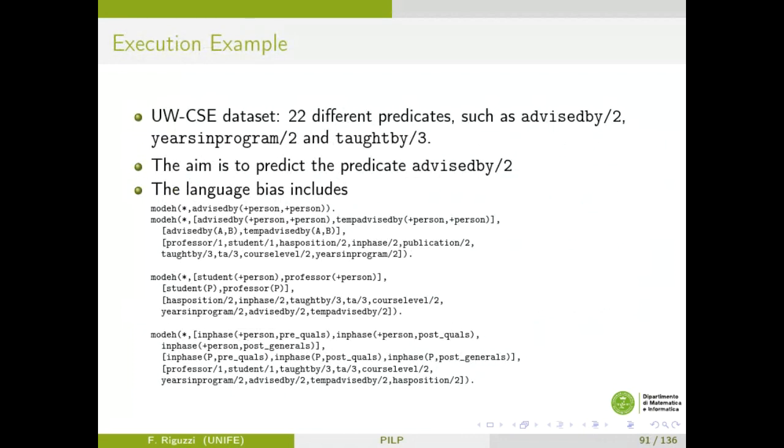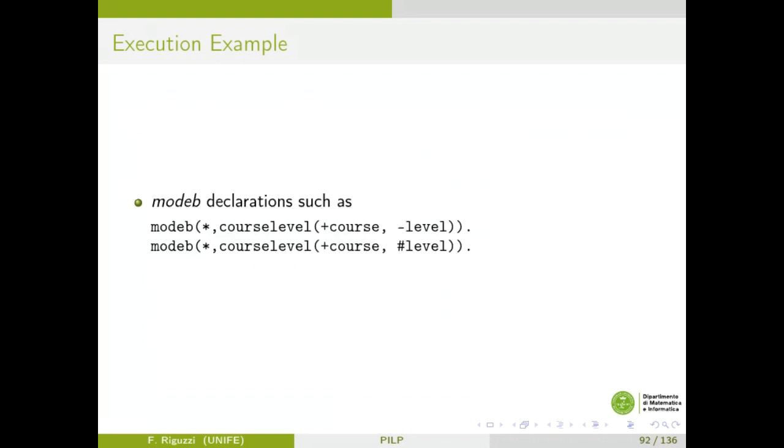Let's see an example on the UW-CSE dataset. You want to learn various predicates, advised by, and you have a mode H for advised by, but you have also mode H for disjunctive clauses. This one, for example, specifies that you can allow clauses with advised by and temp advised by in the head of clauses. This one specifies a disjunctive clause with student and professor in the head, and so on. And then you have also more declarations regarding predicates that can appear in the body, like this one.